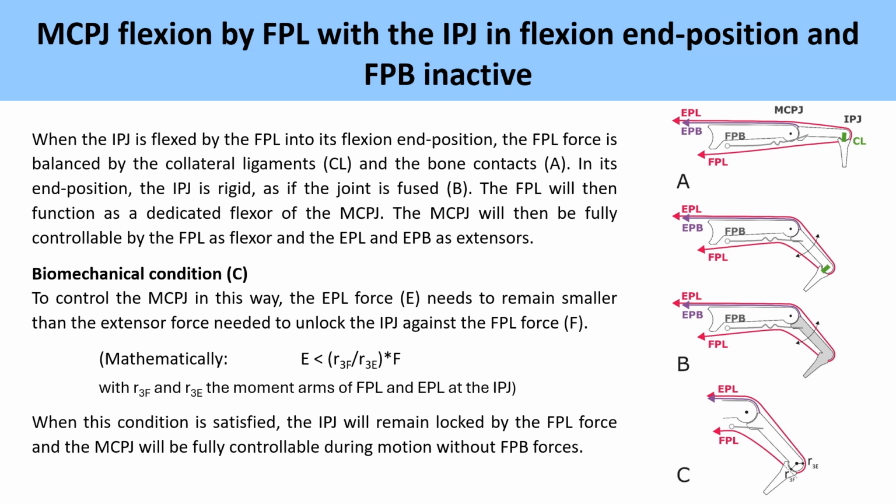Biomechanical condition. To control the MCP joint in this way, the EPL force needs to remain smaller than the extensor force needed to unlock the IP joint against the FPL force. When this condition is satisfied, the IP joint will remain locked by the FPL force and the MCP joint will be fully controllable during motion without flexor pollicis brevis forces.